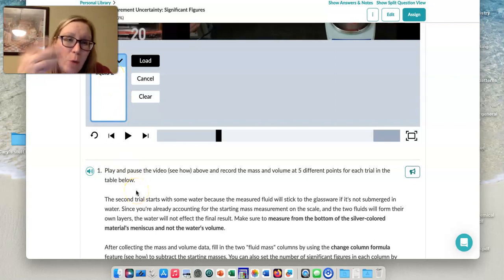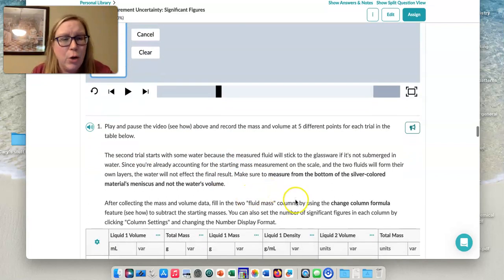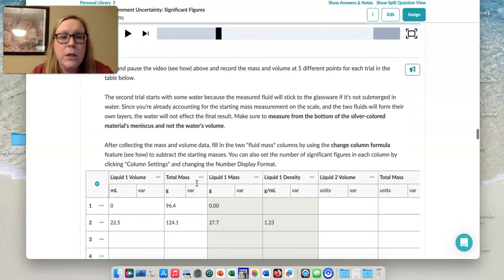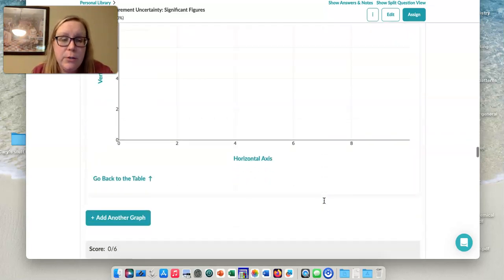Now, liquid 2 has some water in it before it begins, but the actual liquid itself is a silver color. So they tell you here, you just need to ignore the water on the top and measure from the bottom of the silver color material's meniscus, not the water volume. So you're going to do that. You'll fill both of these in, and then you're going to come down here.